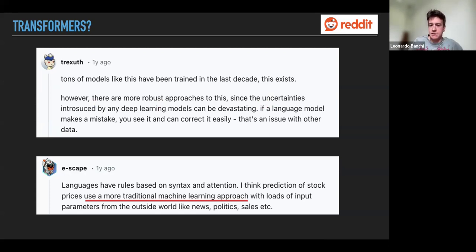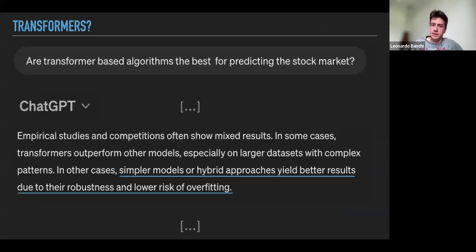Well, I asked the same question to the AI itself and said, are transformer-based algorithms the best for predicting the stock market? And the ChatGPT answer was that simpler models or hybrid approaches yield better results due to their robustness and lower risk of overfitting. So if even the AI itself is not super confident about its technology, then I think we are better off using more traditional approaches.